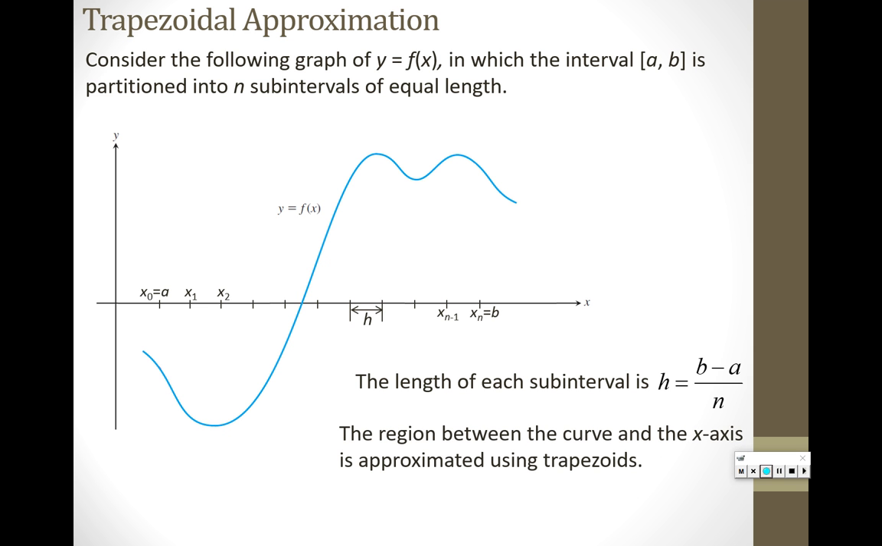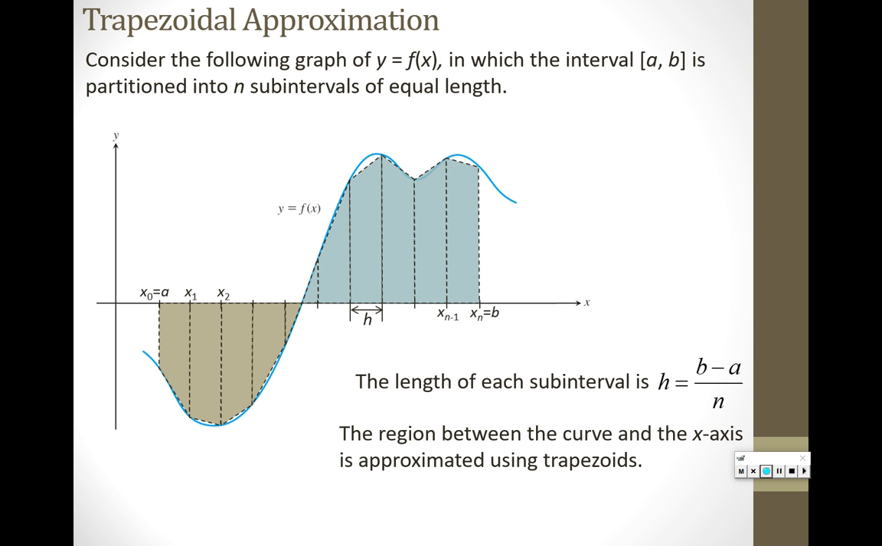The region between the curve and the x-axis is approximated using trapezoids. Here they come. Trapezoid, trapezoid, trapezoid, trapezoid, trapezoid. Lots of little trapezoids, and hopefully you see the advantage of trapezoids. With a small number of them, they might do a better job. I say might do a better job. Usually they'll do a better job than rectangles will.